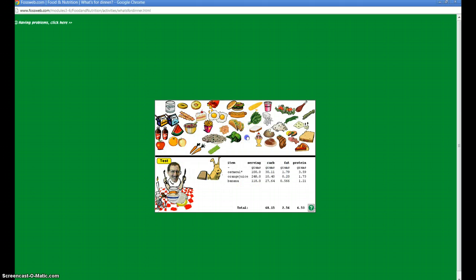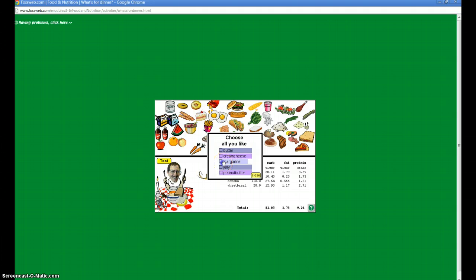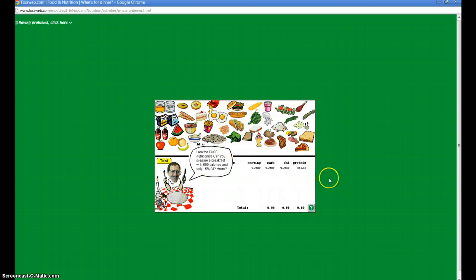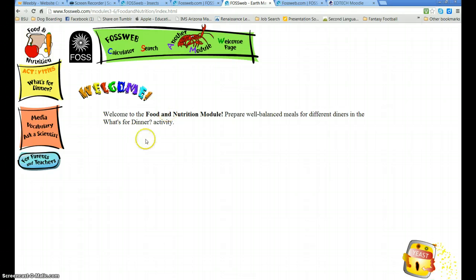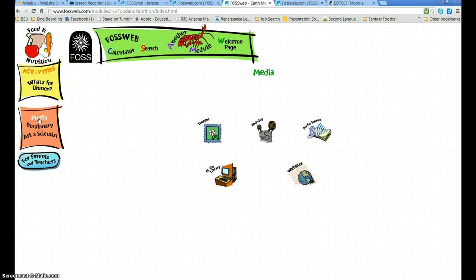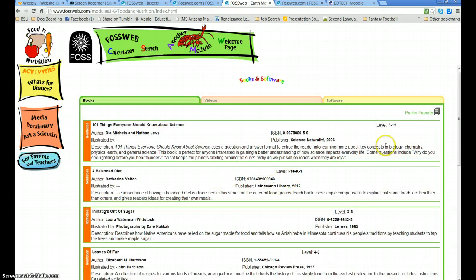So too few calories, so I think this is the right answer here. And I like the sound effects. I thought they were really cute. There we go. And I thought this would be something fun for the kids to try to think about putting meals together. I also like this particular module because they provide library books.